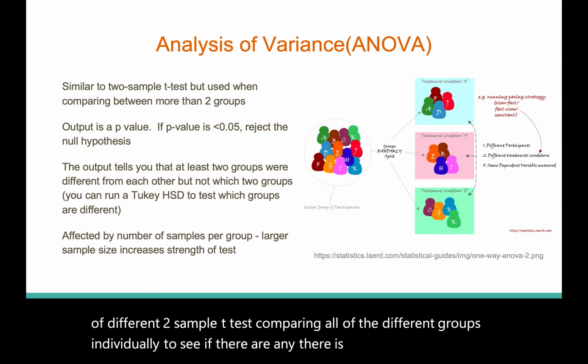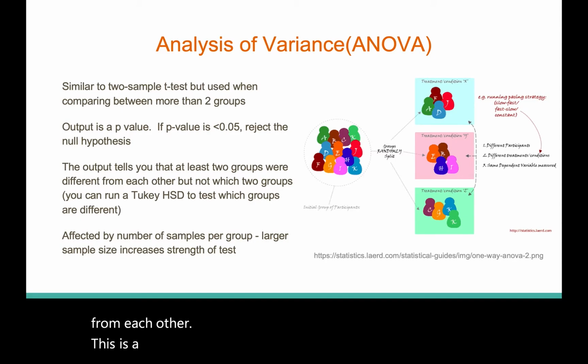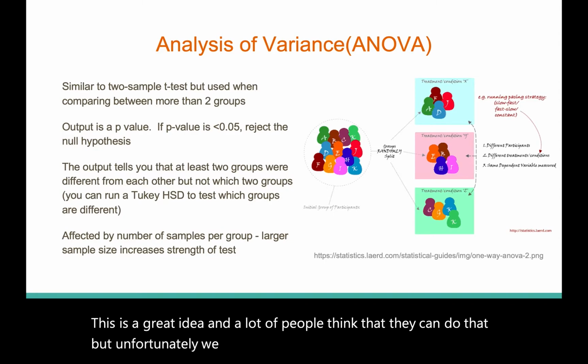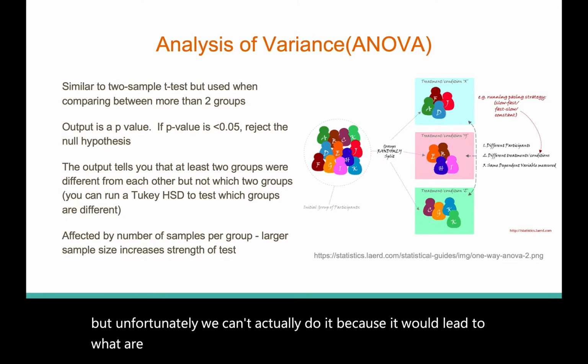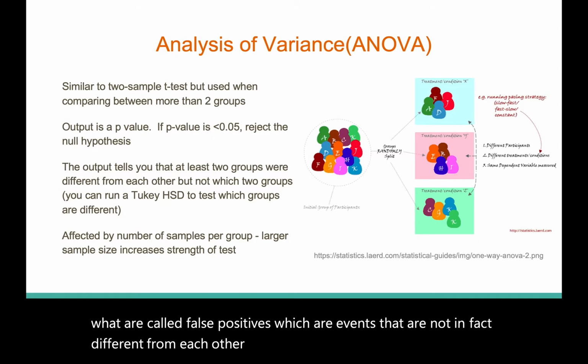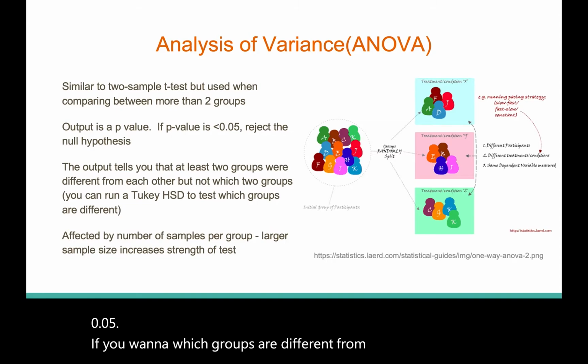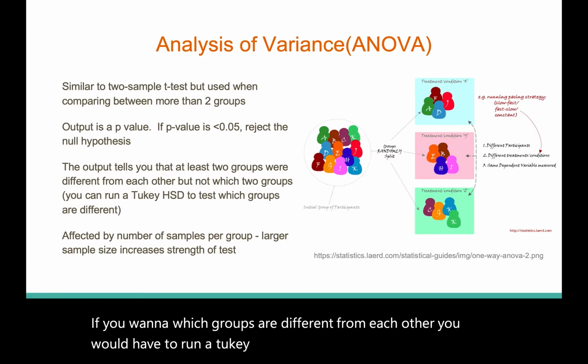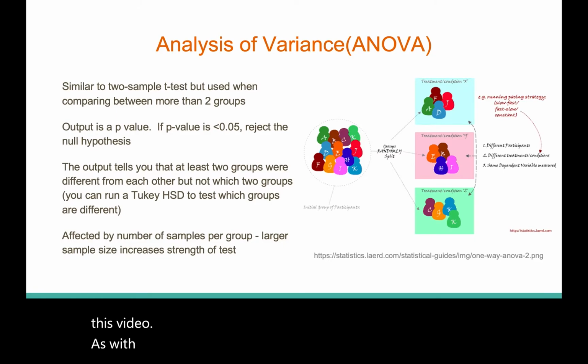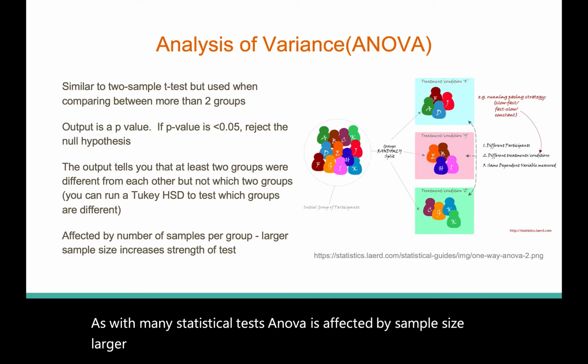to see if there are any that are significantly different from each other. This is a great idea, and a lot of people think that they can do that. But unfortunately, we can't actually do it, because it would lead to what are called false positives, which are events that are not in fact different from each other, but have an artificially low p-value below 0.05. If you want to know which groups are different from each other, you would have to run a Tukey HSD, which we will not be covering in this video. As with many statistical tests, ANOVA is affected by sample size. Larger sample sizes increase the strength of the test.